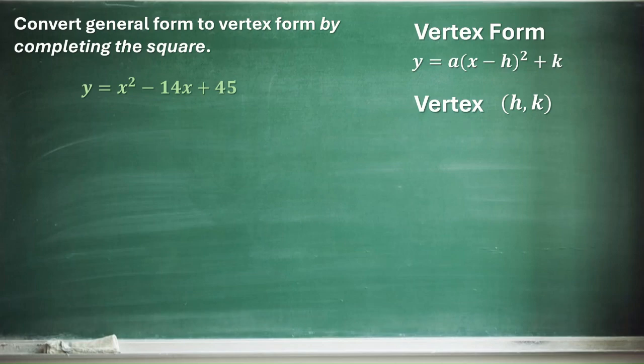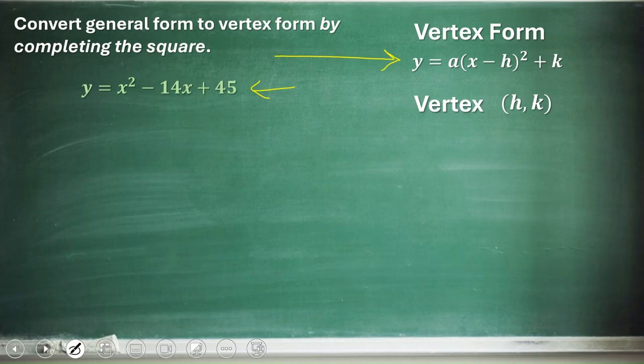It's your friendly math tutor, Miss C here, to convert general form of a quadratic function to vertex form using the completing the square method. So we have our equation written in general form right here, y equals x squared minus 14x plus 45, and our goal is to get it written in vertex form, which looks like this.